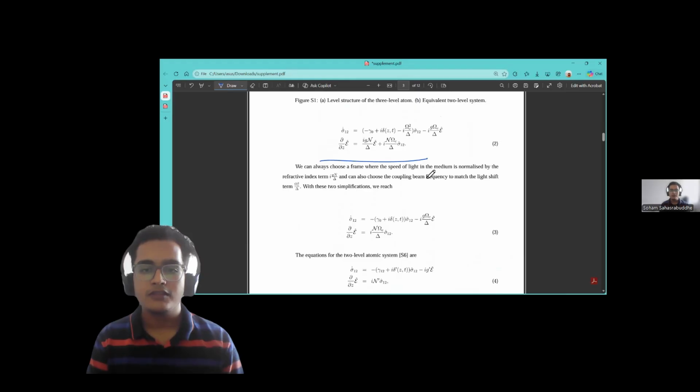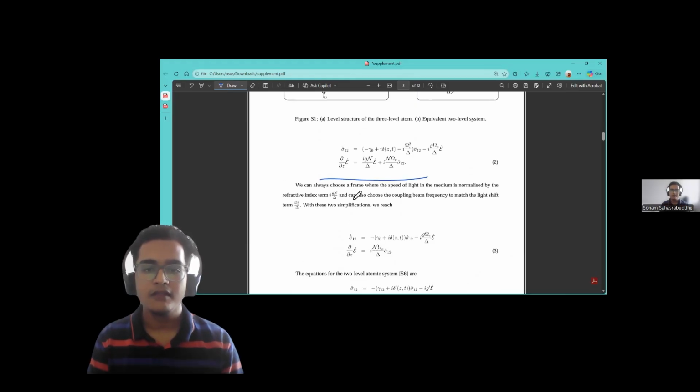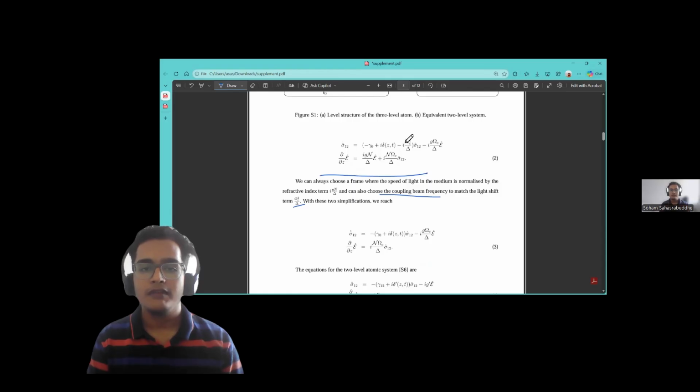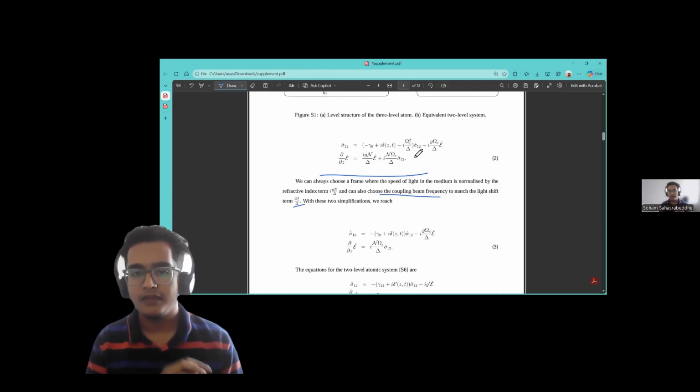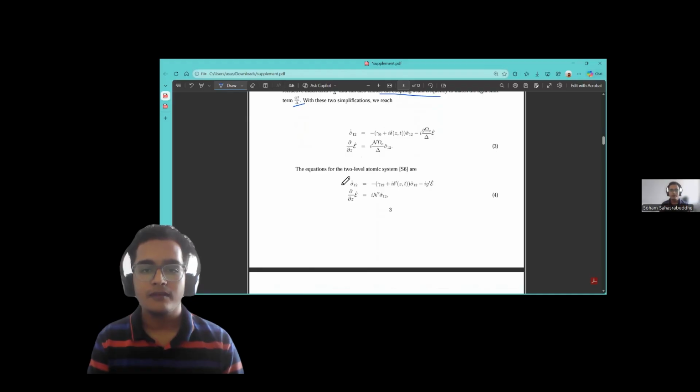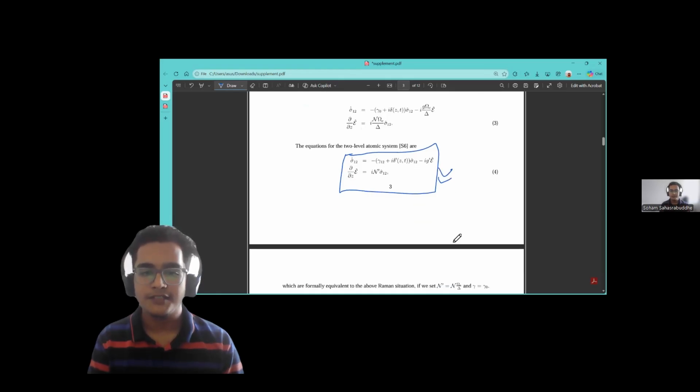Now, we can always choose a frame where the medium is normalized by the refractive index, and we can choose the coupling beam frequency to match the shift of this. So in such a frame, where the light gets normalized by the refractive index, we can just drop this term, and this gets normalized by the coupling frequency. So we get an effective two-level system, this, which we need to solve. Here G prime is just G sigma omega C by delta, and N prime is N omega C by delta. So numerically, we are left with solving this equation.